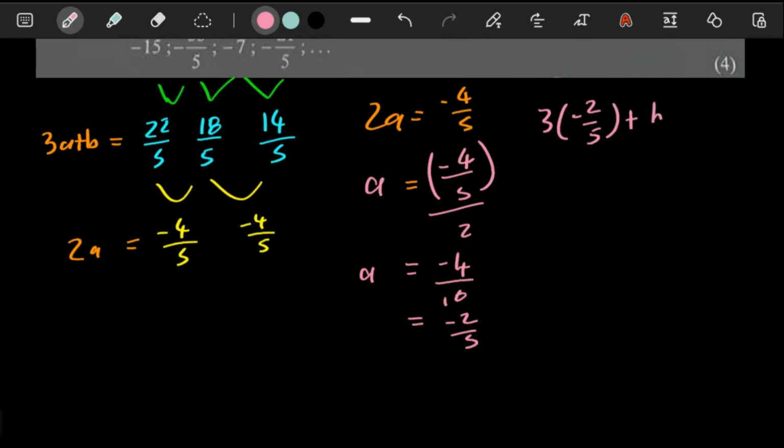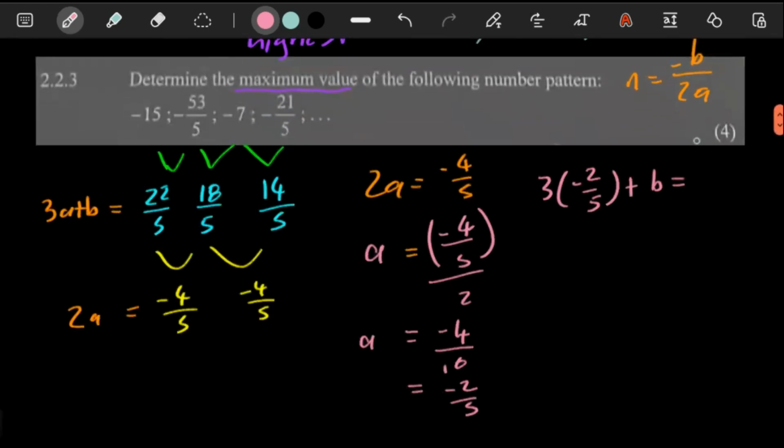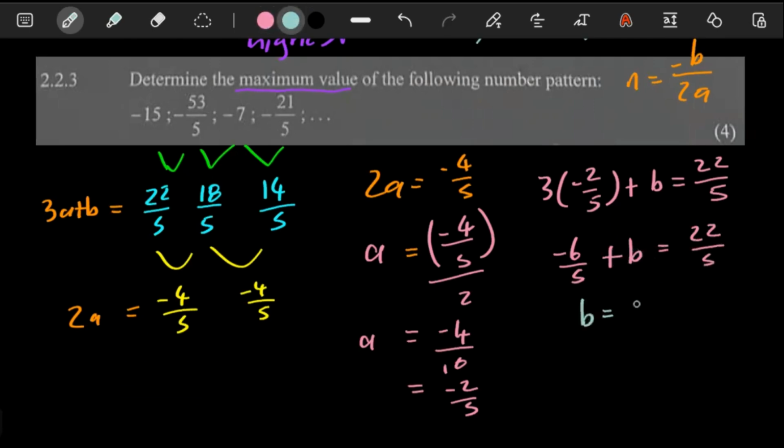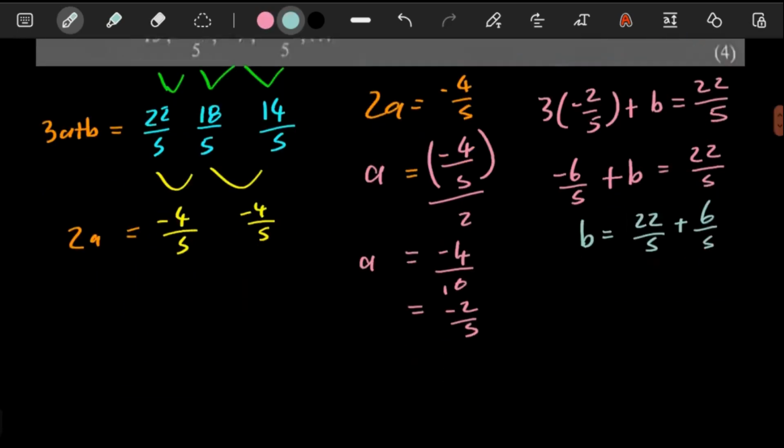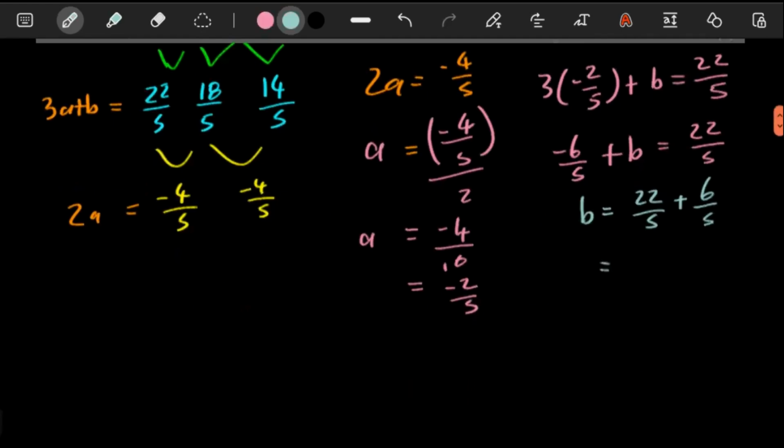Plus b is equal to what? 22 over 5. Okay, so let's see here. In the calculator, this times this is going to give us negative 6 over 5 plus b, 22 minus 5. And then this goes to the other side, right? 22 over 5. Just going to add here 6 over 5. What is this going to give us? 22 plus 6 is like 28 over 5, right?